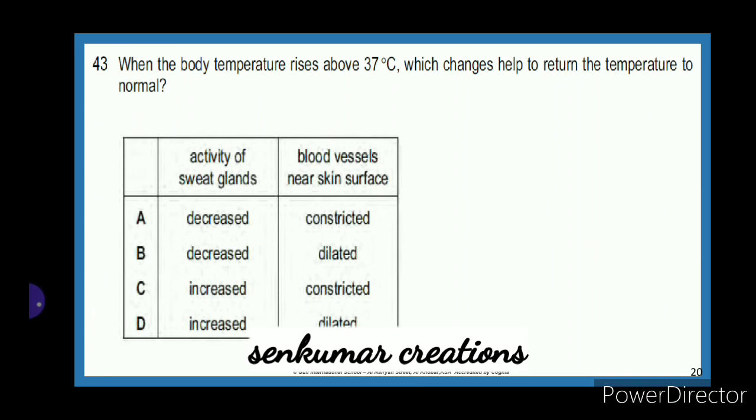When the body temperature rises above 37 degrees C, which changes help to return the temperature to normal? The answer is activity of sweat glands increased and blood vessels near the skin surface dilated. Okay, it is dilated.